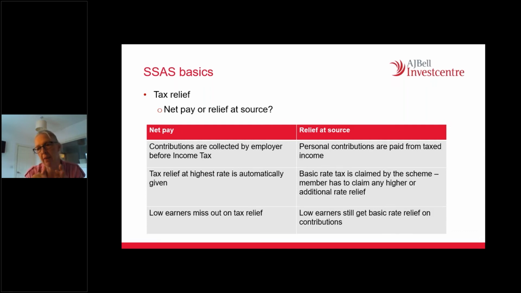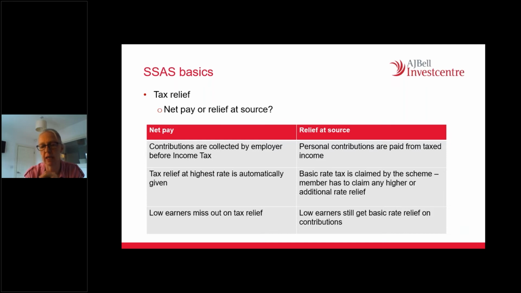We do have this net pay anomaly at the moment, which means if you have any low earners, they miss out on the tax relief, because effectively if you're not paying the 20% tax to start with, you don't get it back. It's less likely to be an issue with the SSAS, just because of the nature of people that are normally SSAS members, they're normally not going to be the low earners. But theoretically that's the case. A scheme can either operate net pay or relief at source. It can't pick and choose and do some for some members and some for others.